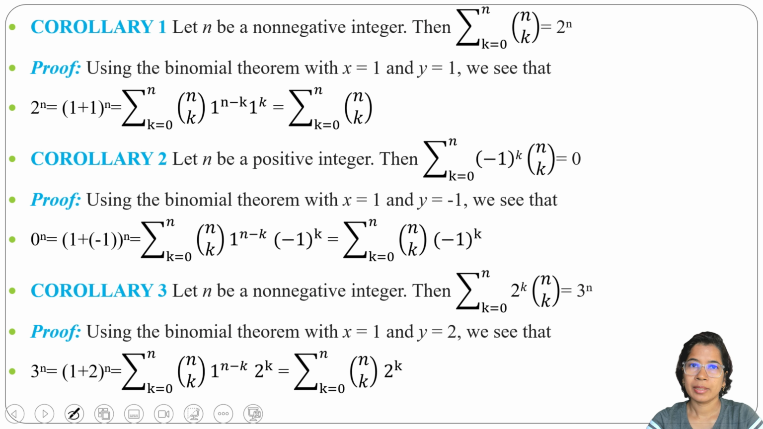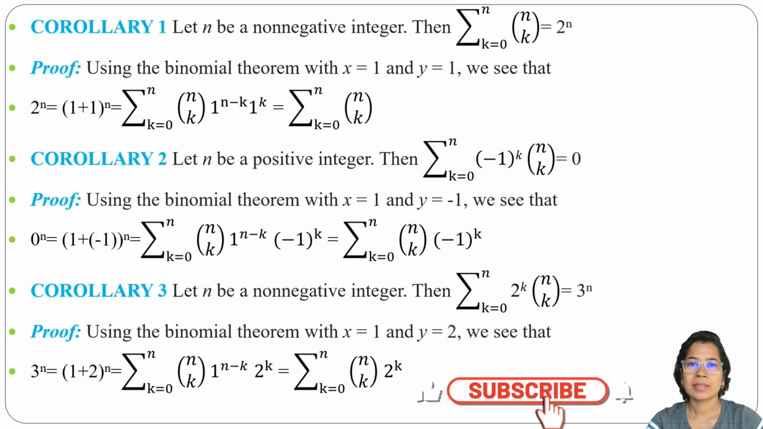Remember theorem 1, that is the binomial theorem, and all these 3 corollaries. In the next lecture, I will discuss Pascal's identities.